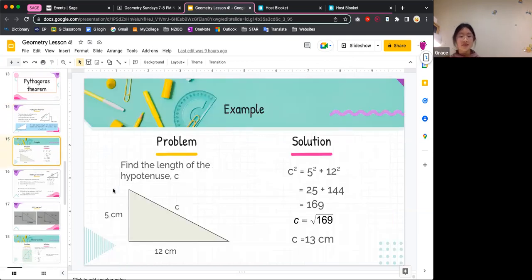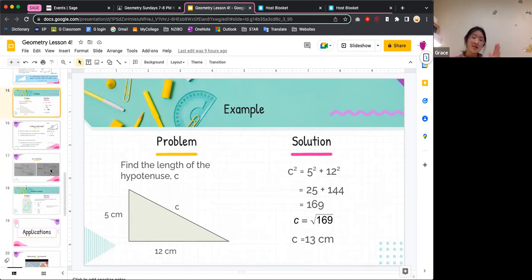Here's another example. We've got a hypotenuse here, and this time we're going to use the Pythagorean theorem to help us work out what it is. We know that the other two sides, if you square them and add them together, you get the square of the hypotenuse. So we did 5 squared plus 12 squared, and that got us 169. So C squared, the hypotenuse squared, must equal 169. If we take the square root of that, we get what C is, what the hypotenuse is. And that gave us 13.